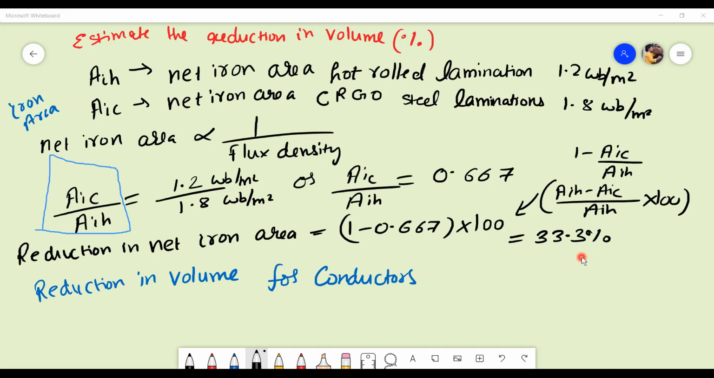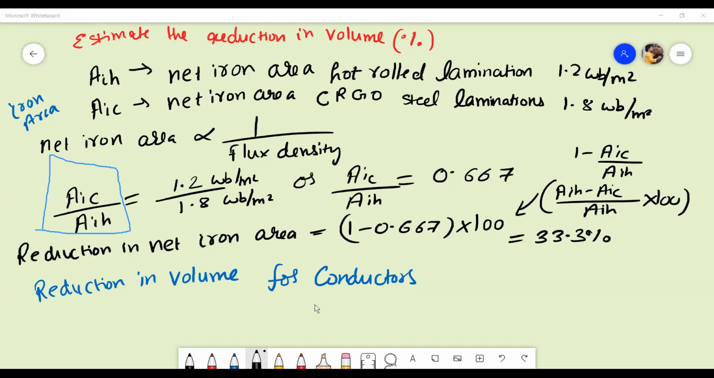Okay, now the first part of this question, to estimate the reduction in volume for the iron area, we have already solved. We have to now find the reduction in volume of the conductor. How much conductor will reduce, how much less conductor you will have to use, that you have to find in the second part of the question. Okay, so that is a good thing.